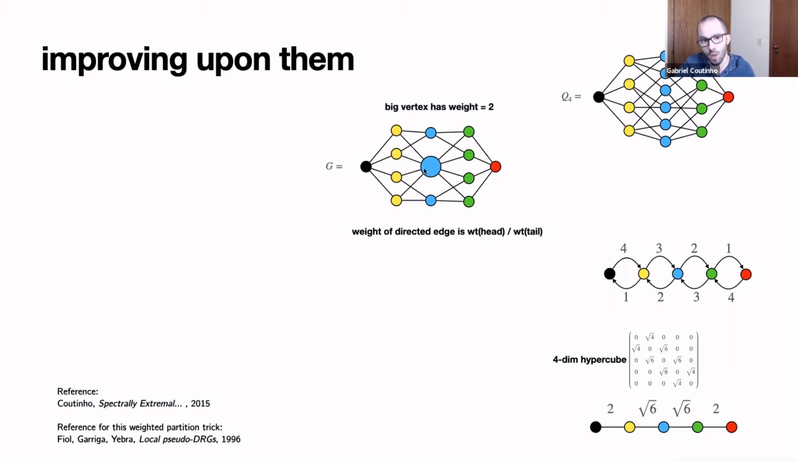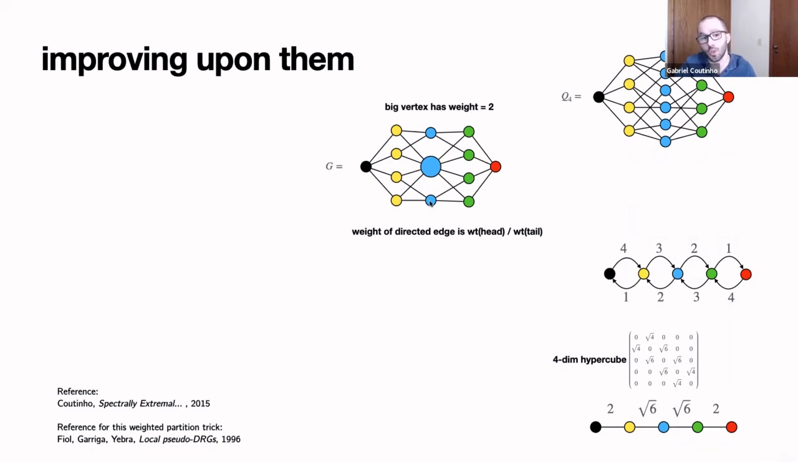So the weight of the target divided by the weight of the initial vertex. So this edge here, think of it as multiple edges. So I still have three edges going from each yellow vertex to the blue vertices. 1, 2, 3. 1, 2, 3, and so on.